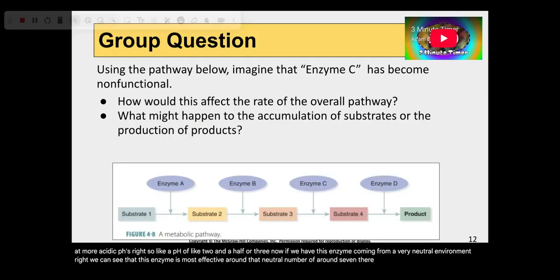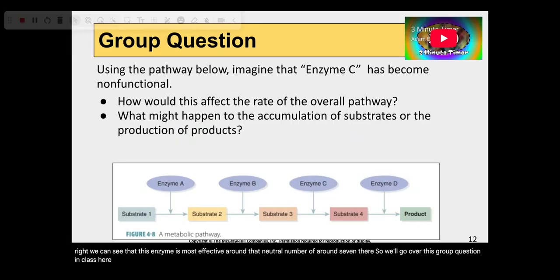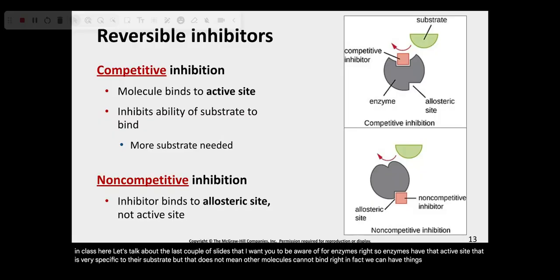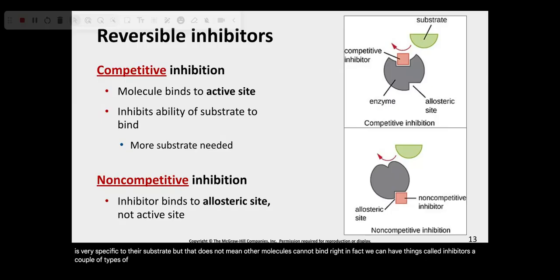We'll go over this group question in class. But let's talk about the last couple of slides that I want you to be aware of for enzymes. Enzymes have that active site that is very specific to their substrate, but that does not mean other molecules cannot bind. In fact, we can have things called inhibitors. A couple of types of reversible inhibitors here are a competitive inhibitor.